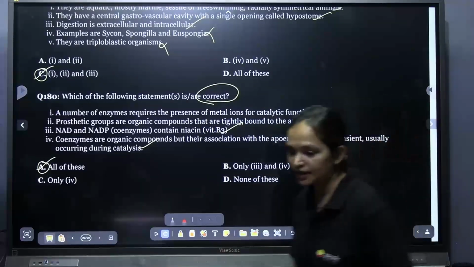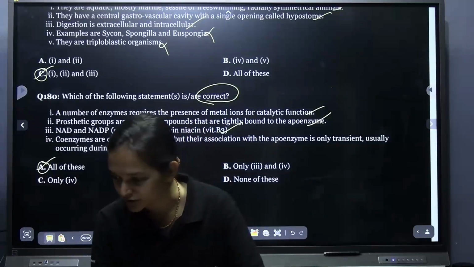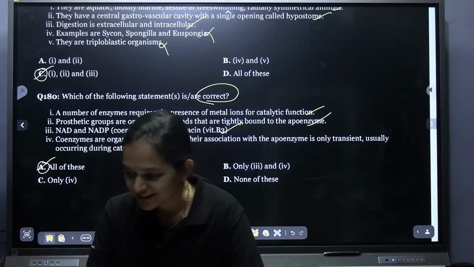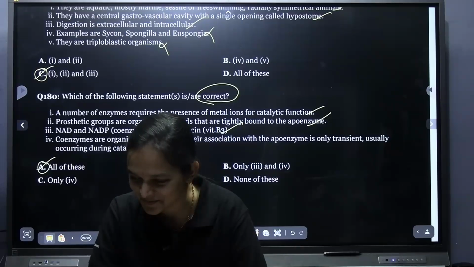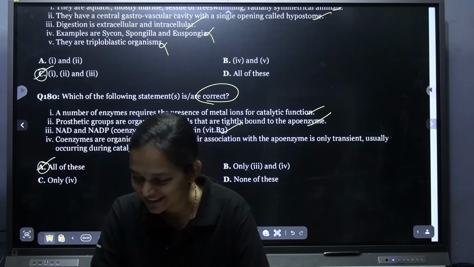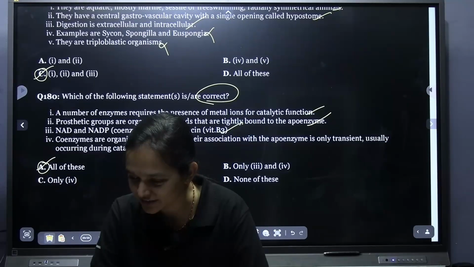Okay, any doubts till now? 180 questions we were able to solve, and it's 4:30. Well done. So that's it. Any doubts regarding this, children? If there is any doubt, please ask me. No doubts?